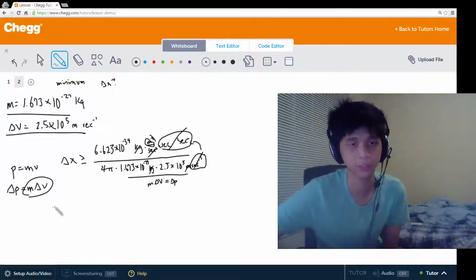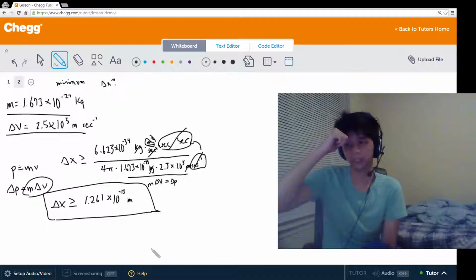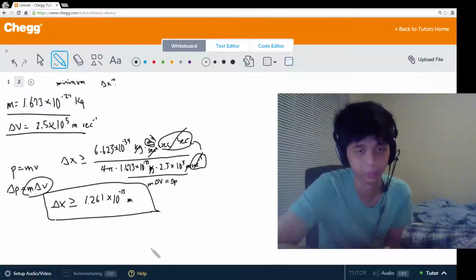So now all that's left to do is to simplify all this. And the final answer should be delta x is greater than or equal to 1.261 times 10 to the negative 13th meters. So this is our uncertainty in proton position for the specific proton at that specific uncertainty in velocity.